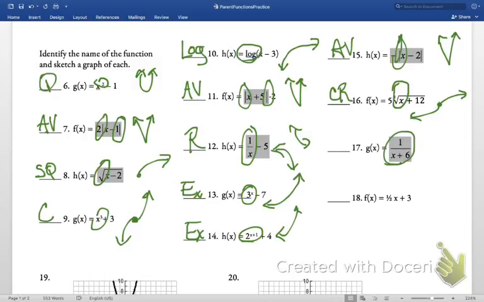17, I have x in the denominator. Okay, so fractional is rational. So we have a rational function. Remember, this is the 2 curves. They're not supposed to cross or touch. And 18 is the tricky one because people see the fraction and they're like, oh, it's a fraction, it must be rational. But look at the x. There's no exponent and it's in the numerator. So that's just a straight linear. Good old straight line. No big deal. Okay?